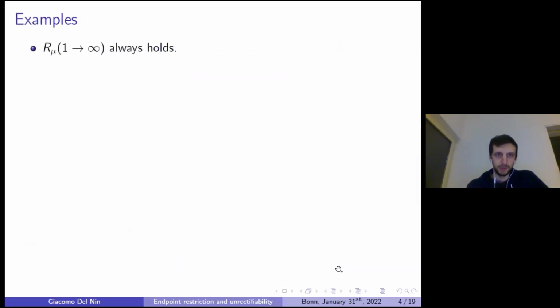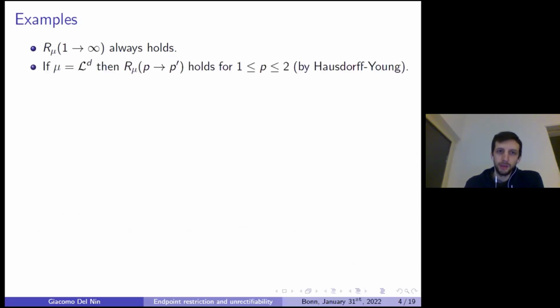Okay, so let me start with some examples. The restriction always holds from L^1 to L^infinity, because the Fourier transform of an L^1 function is continuous with the bound on the sup norm. So this is the trivial case, it always holds, and for this reason we will always consider p bigger than 1 in the following. Then if we take as mu the Lebesgue measure, we know that the restriction holds from L^p to L^p' by Hausdorff-Young for p between 1 and 2.